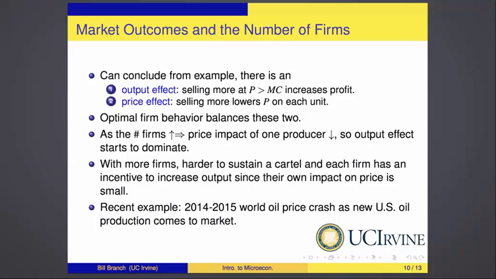And so as the number of firms increases, that output effect starts to dominate. Well, it's the output effect which is the incentive for the firms to cheat. So as the number of firms increases, their incentive to deviate from the cartel agreement becomes stronger, and so it's harder to sustain the cartel. Each firm has an incentive to increase output because the impact on prices becomes small.